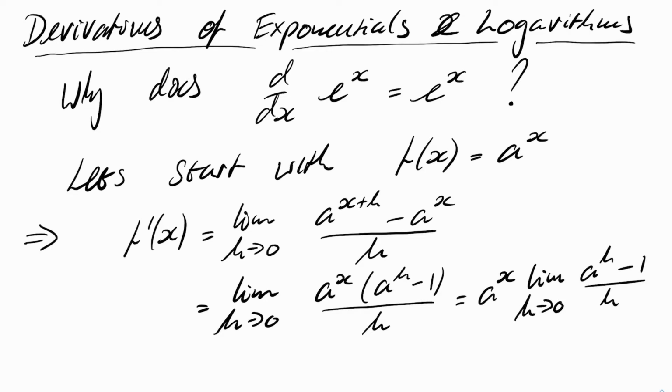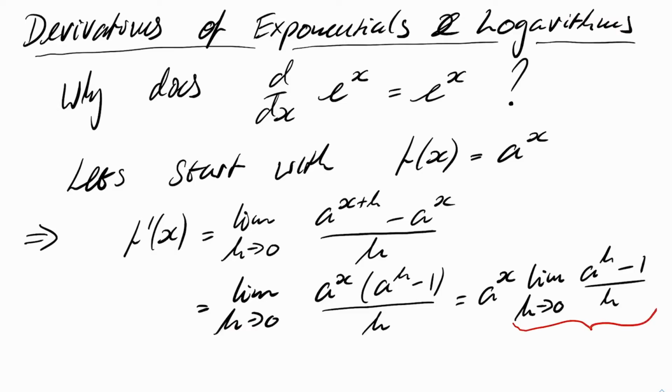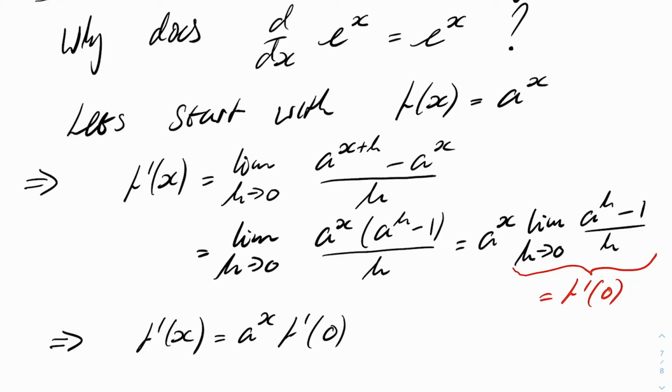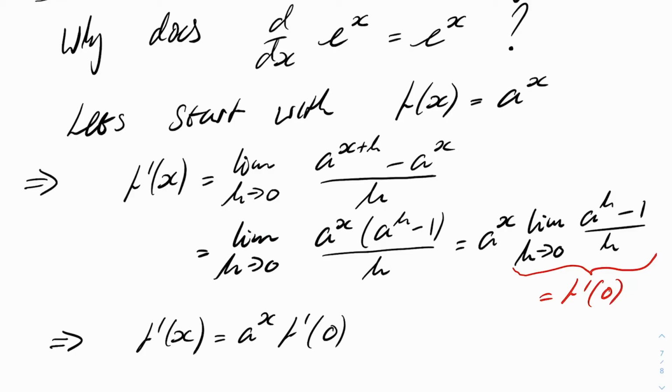Now what we notice is that the limit that's left is actually the derivative of the function at x equals 0. So what we've shown then is that the derivative of this function a to the x is equal to a to the x times the derivative of the function at x equals 0. So where does the number e come into this? Well, the number e is defined to be the number such that this limit is equal to 1.